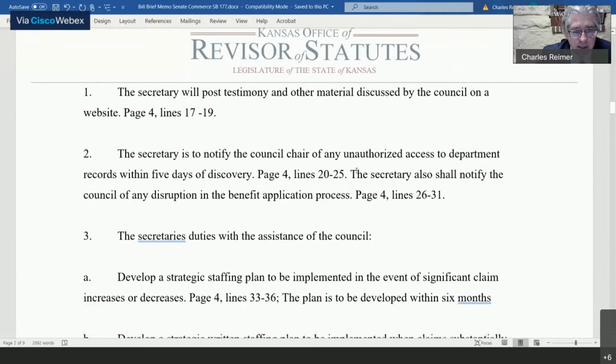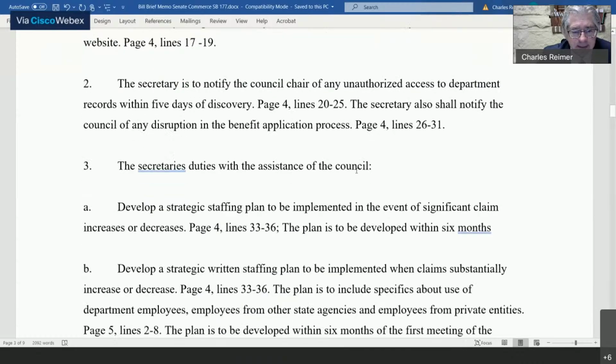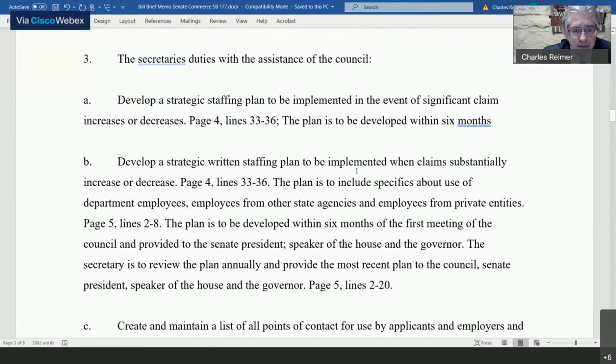the council. So first, the Secretary is to post testimony and other material on the website, notify the council chair of any unauthorized access to department records within 5 days, and also notify the council of any disruption in the benefit application process. The Secretary is to develop a strategic staffing plan.